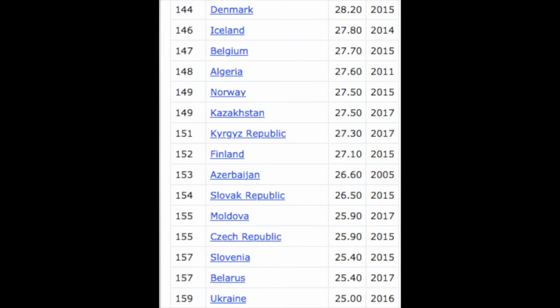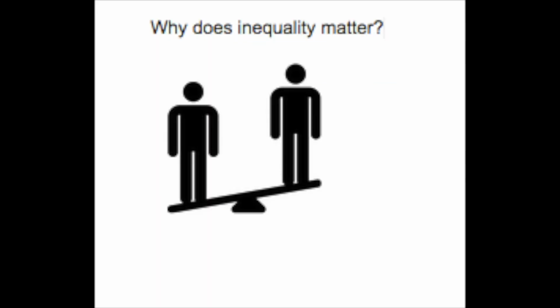On the other hand, these are the countries with the lowest Gini indexes at around 28 to 25. These include countries such as Denmark, Iceland, Belgium, Czech Republic, Belarus, Ukraine, etc. And many of these countries often have really high social safety nets and welfare systems, and consequently have pretty equal societies. Therefore, this answers the question of why does inequality matter, and why do we study the Gini coefficient?